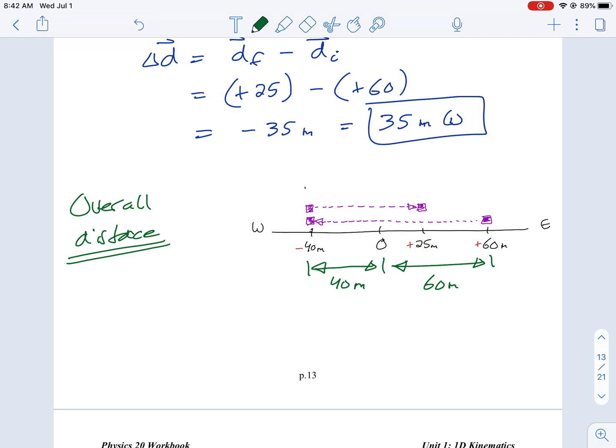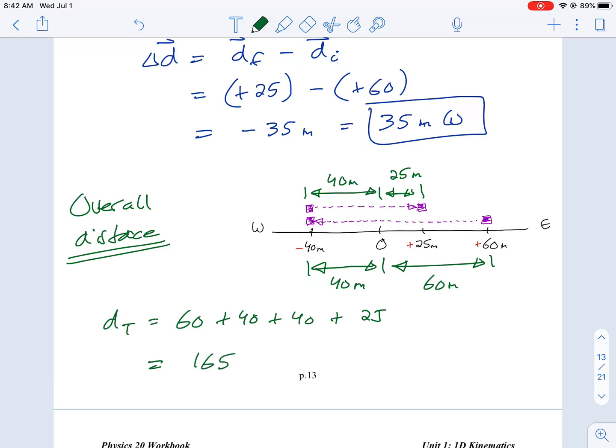Then we go back to the origin. How far is that? Well, that would also be 40 meters. And finally, we go to our last location, and this distance would be 25 meters. And honestly, we just have to add those up. So the total distance will simply be equal to 60 plus 40 plus 40 plus 25. And that comes out to be 165 meters.